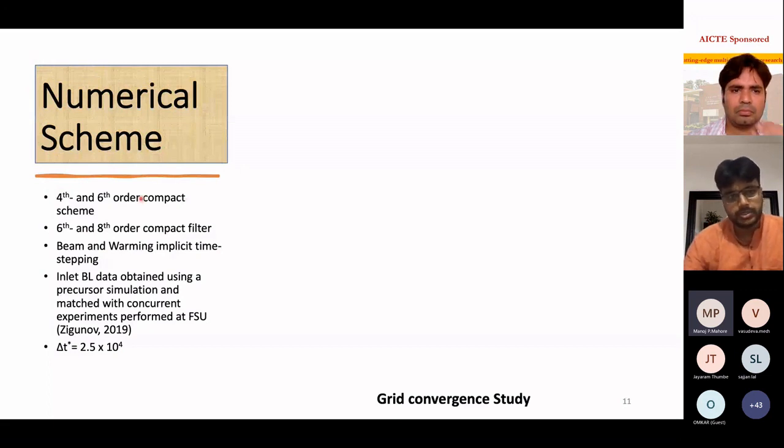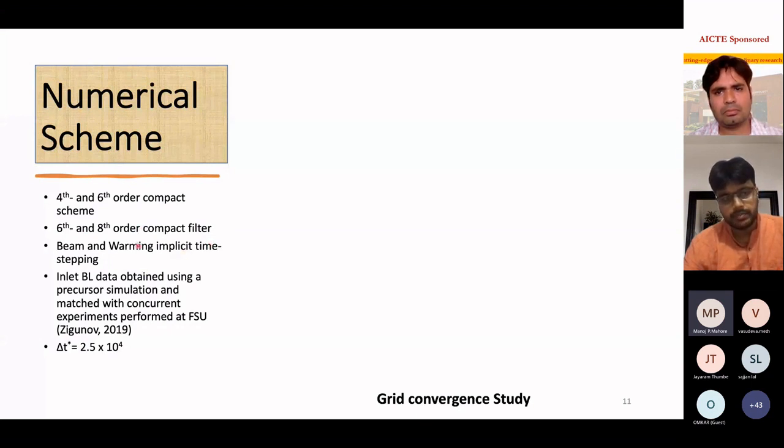Whenever you use this compact flux scheme, you need a filter, because you will see some unwanted energy coming out, and you need to filter it through a low pass filter. So there's a compact filter being used along with that. Typically, if you have a 4th order compact scheme, you usually use a 6th order filter, so 2 orders higher.